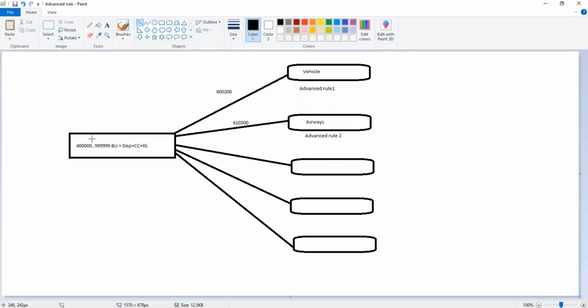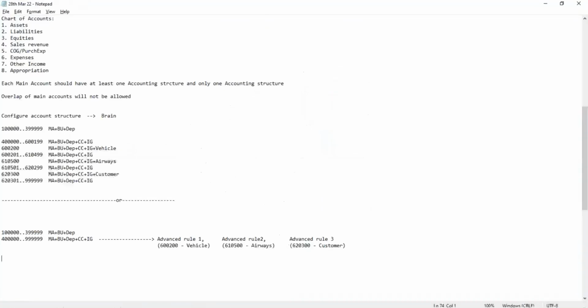Many people will think like, in the accounting structure up to 10 available, so only after 10, the 11th, if you want, then we can go with advanced rule. That is the wrong statement. To minimize the accounting structures, we are using advanced rule.